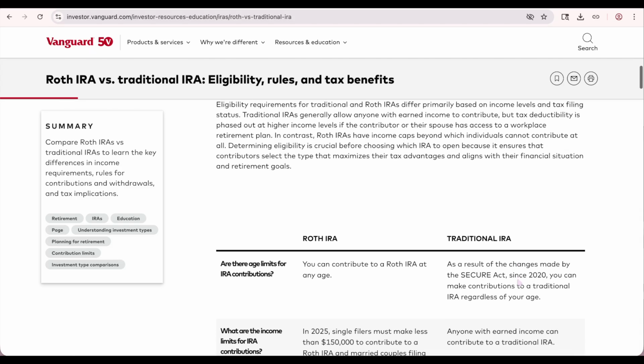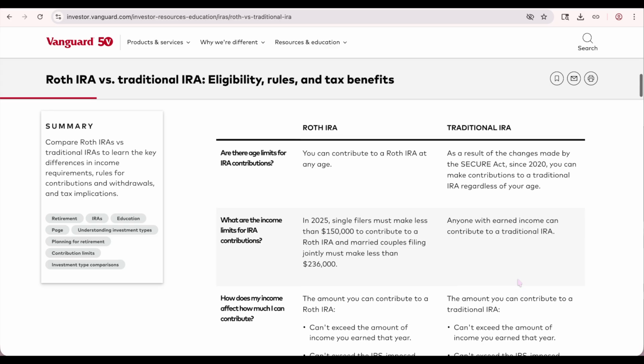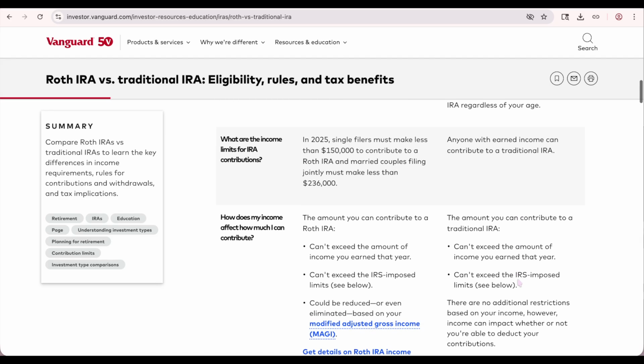But I'm going to go ahead and scroll down so we can get a little bit more information. We're going to see here some Q&A questions that they have. And again, you can find this website here. You see the link for it. But essentially all you're going to type in is just Roth IRA versus traditional, and it'll give you this information.